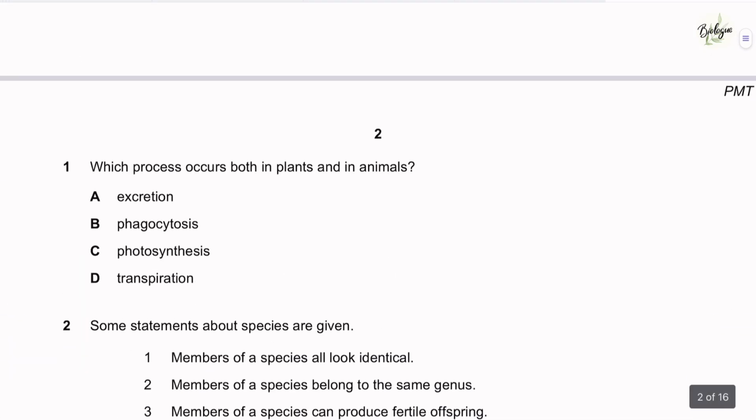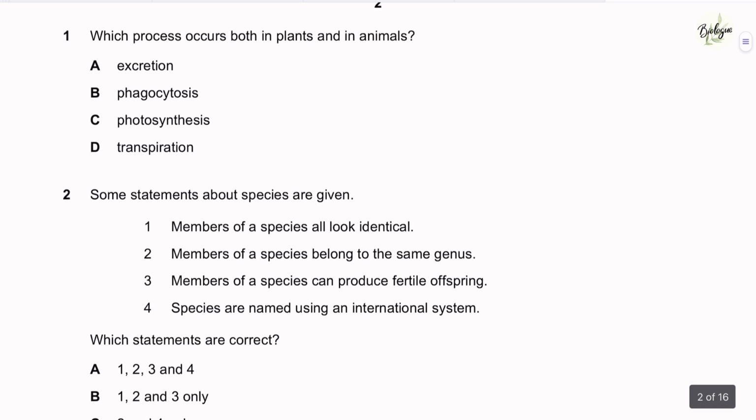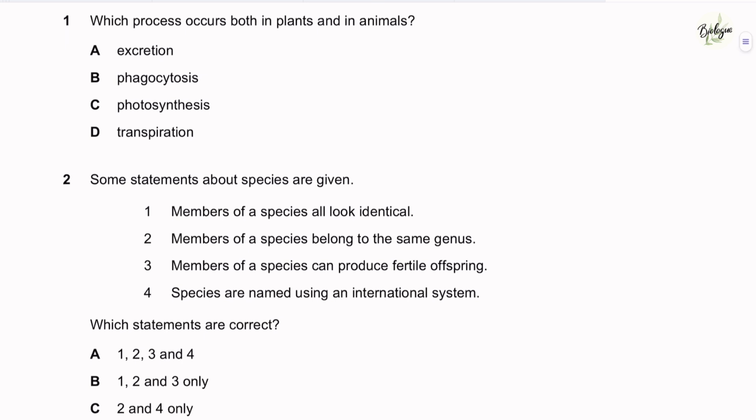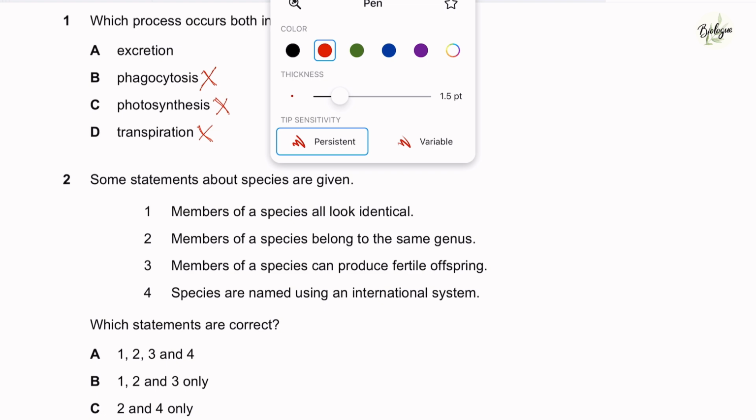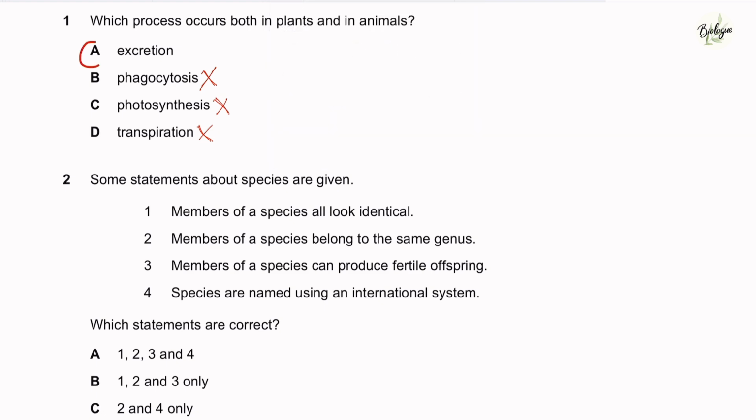Alright, let's begin. So question number 1, which process occurs in both plants and animals? Excretion, phagocytosis, no, definitely not, that's only in animals. Photosynthesis, no, only in plants. Transpiration, no, only in plants. So therefore the answer is A.